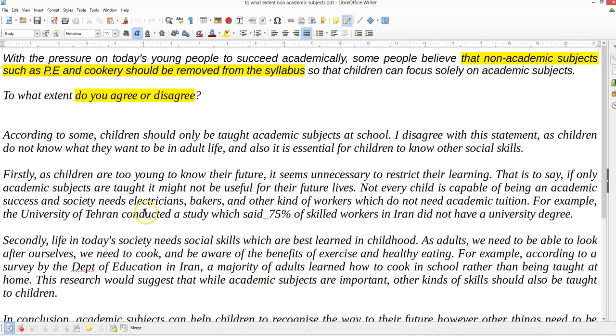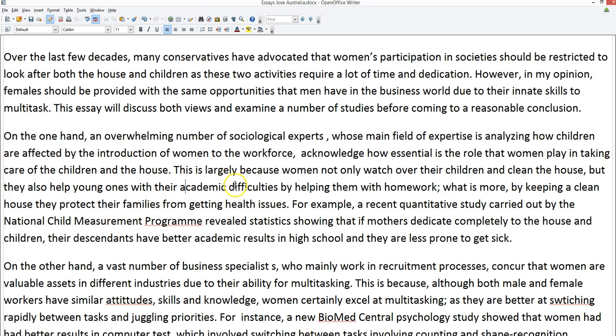What's another one? Here, this is all about what subjects should be taught at school. Firstly, as children are too young to know the future, it seems unnecessary to restrict their learning. Secondly, life in today's society needs social skills which are best learned or learnt in childhood. That's it. Relatively straightforward. And then complex sentences come afterwards.